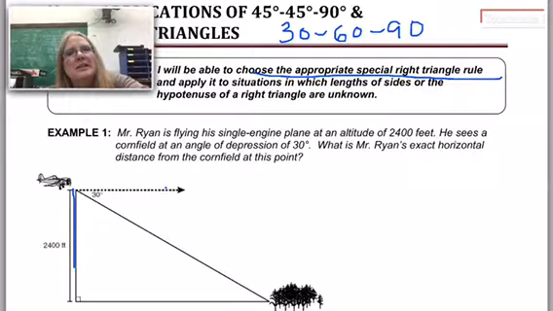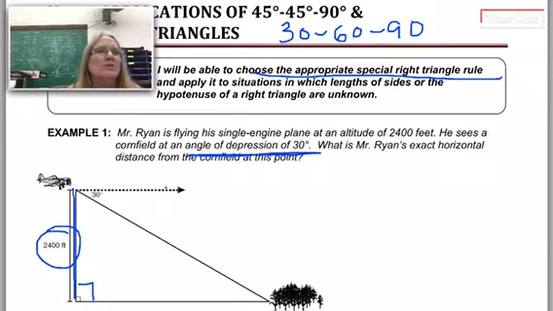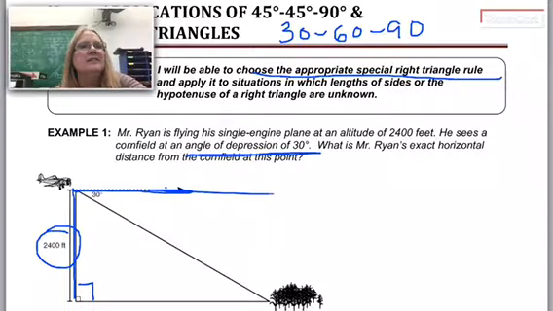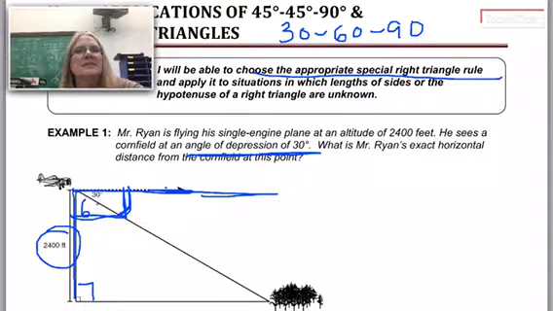Altitude is always going to be at a 90-degree angle. So here's our altitude, 2,400 feet. He sees a cornfield at an angle of depression of 30 degrees. This is going to be an important term when you see angle of depression. An angle of depression comes from the horizon looking down. It's going to be outside of your triangle. He's going on the horizon here, so at a parallel to the ground. And when he's looking, the angle of depression is going to be this angle out here, outside of the triangle. So inside your triangle, this is a 90-degree angle, so 90 minus 30 is 60.